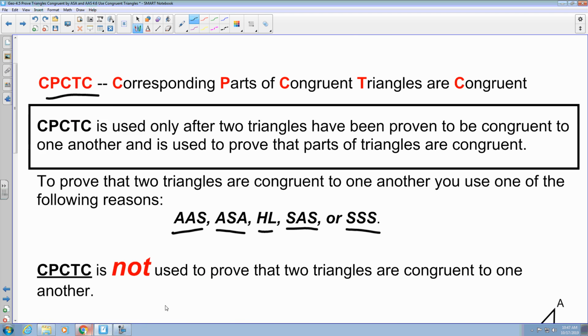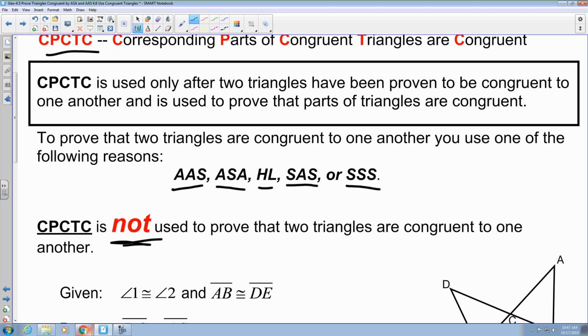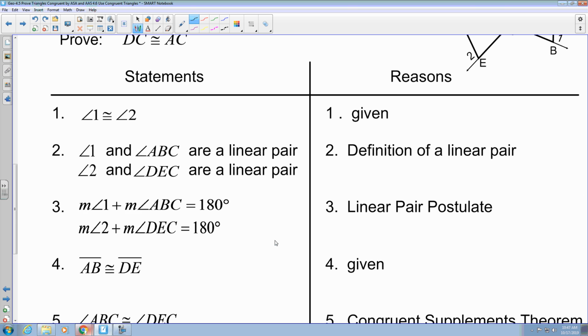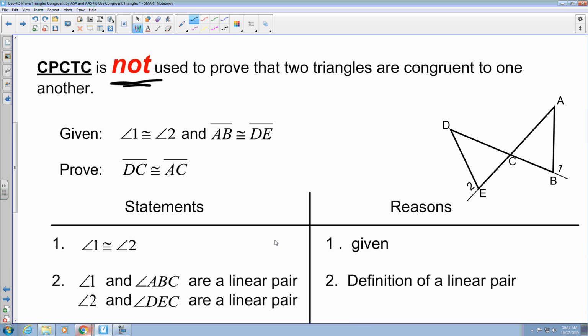Now, here is a statement we need to make: you can't use CPCTC to prove that triangles are congruent. You can only use that statement once two sets of triangles are congruent. You can utilize corresponding parts of congruent triangles are congruent once you've established that two sets of triangles are in fact congruent. So what we have here is the statements and reasons for this particular example.